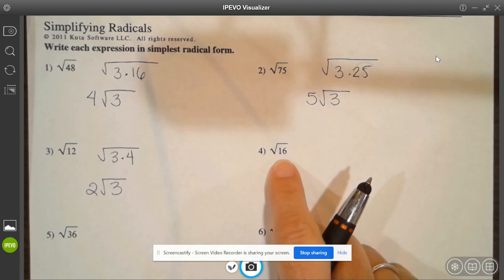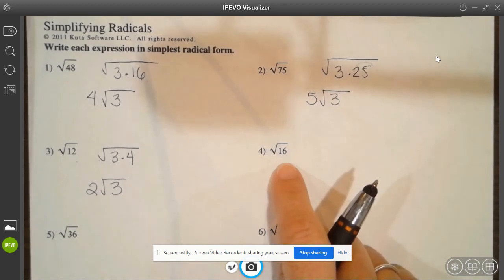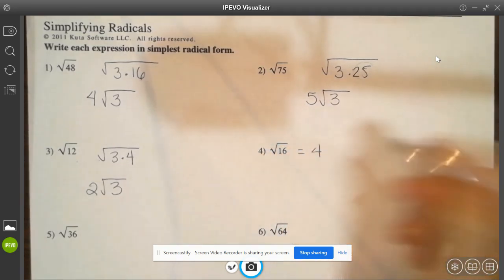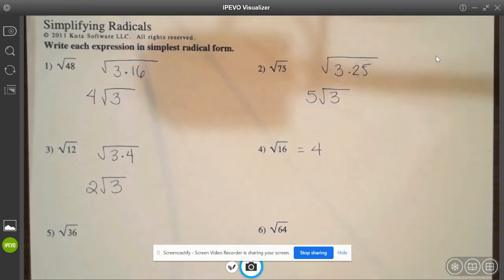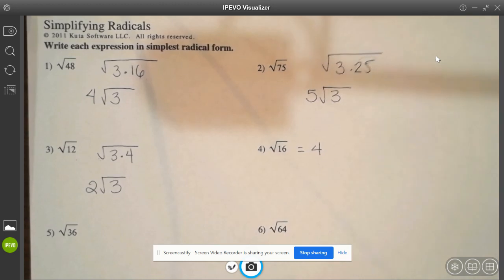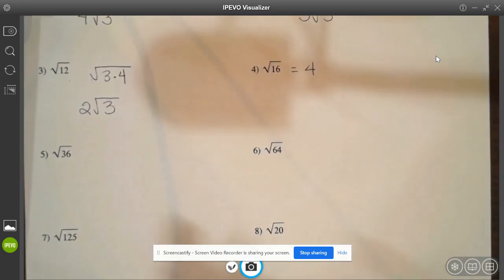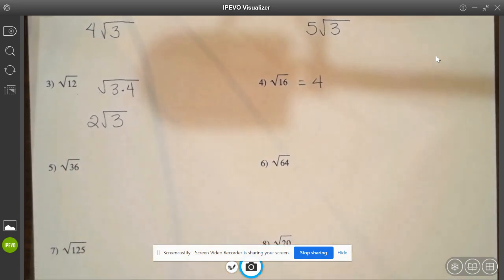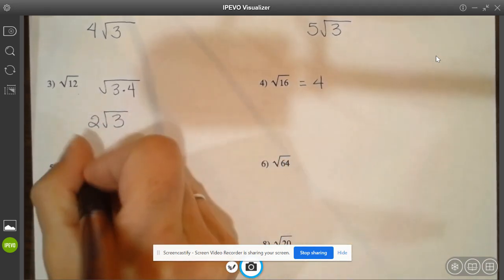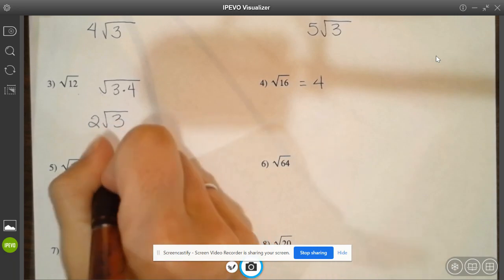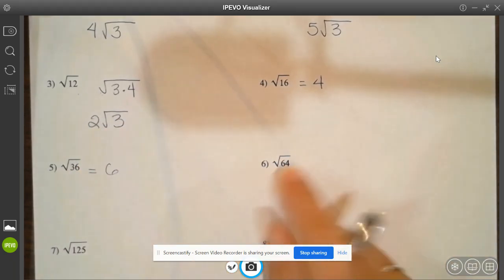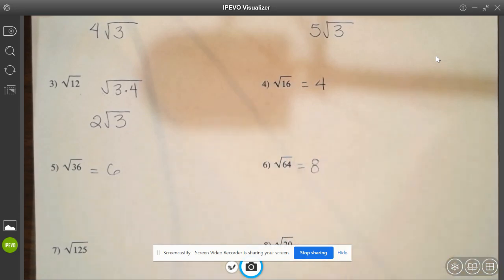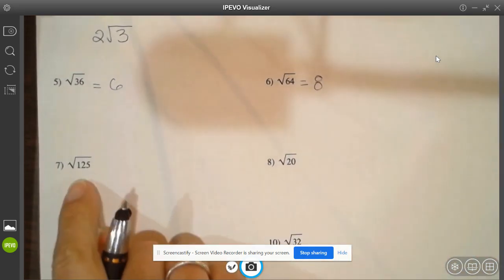All right, let's simplify this one. Oh, guess what? This one is a perfect square. So this is just the square root of 16, which is 4. Some of them, remember, you can just find it. So try your calculator. This one is the same case. Use your multiplication chart or just use your calculator. That's 6. Square root of 64, that's 8. 8 times 8, right?